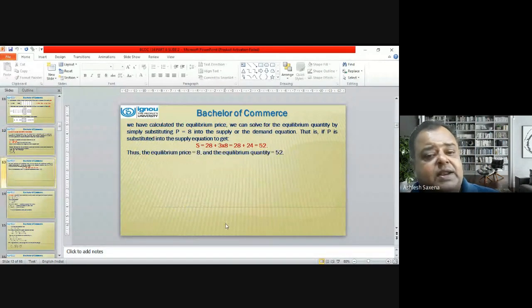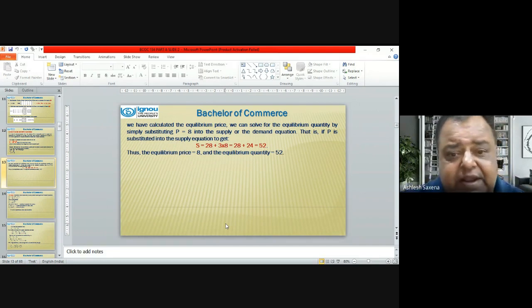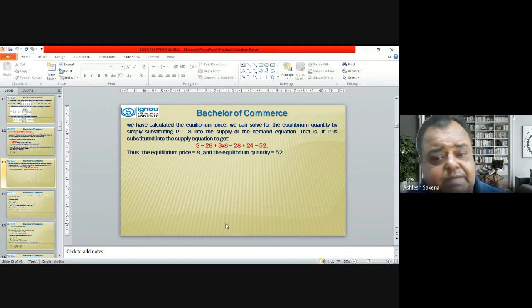So we have calculated the equilibrium price. That means P is equal to 8. Straight away, we are going to substitute this value in S. S will be 28 plus 3 into 8. That becomes 28 plus 24, which is 52. That means we can say that the equilibrium price is 8 and the equilibrium quantity is 52.